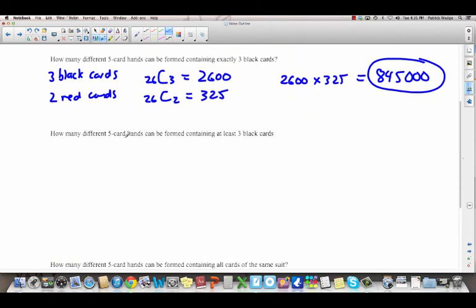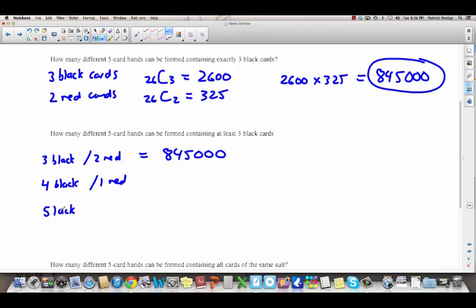How about this? How many different 5-card hands can be formed containing at least 3 black cards? Well, at least 3 black cards could be a bunch of different situations. One could be 3 black cards and 2 red cards. That's what we just did. We know how many outcomes there are with that: 845,000. Another possibility would be 4 black and 1 red. And the final possibility would be 5 black and 0 red. Right? All those conditions have at least 3 black cards. So we still have to figure out these ones.